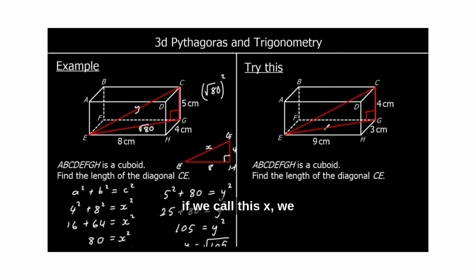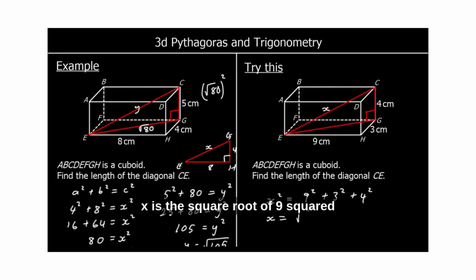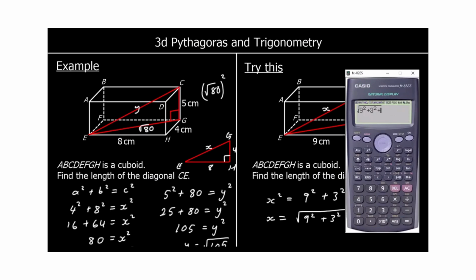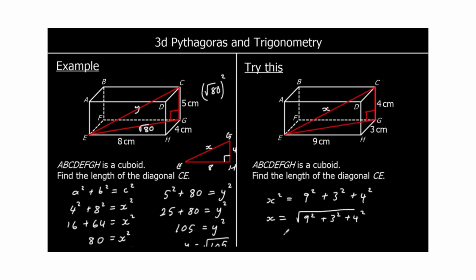or we could say, if we call this x, x squared is 9 along, 3 back and 4 up. So it's 9 squared plus 3 squared plus 4 squared. So x is the square root of 9 squared plus 3 squared plus 4 squared. And if I type that into the calculator, I get root 106, or 10.3 centimeters to 1 decimal place.